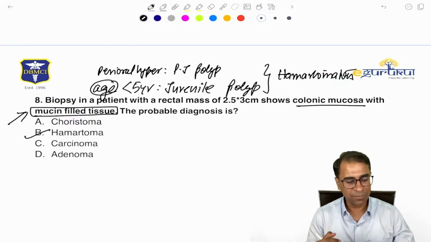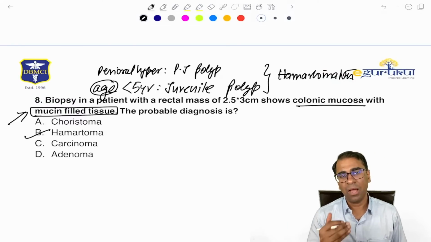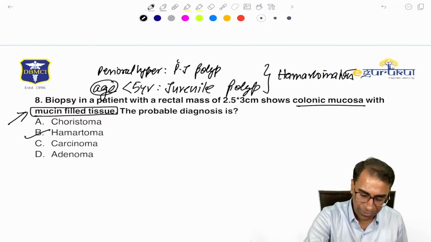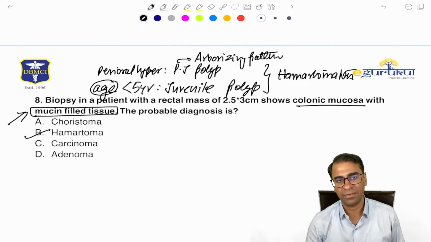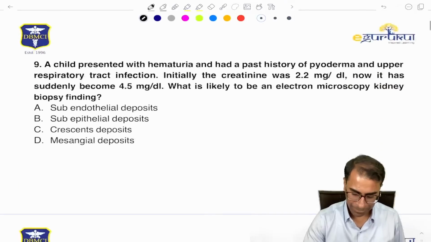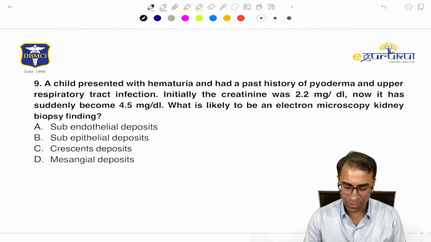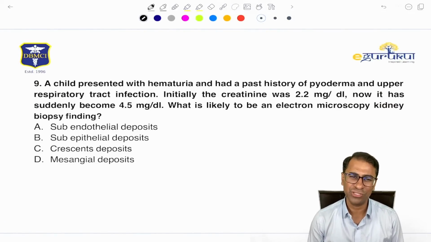Yes, small cell cancer and the oat cell cancer are the same. About the microscopy of a Peyer's polyp, it shows the typical arborizing pattern. Correct. It shows the typical arborizing pattern. Okay. Now this is a question which was a bit confusing.